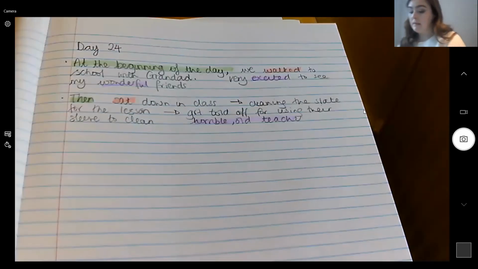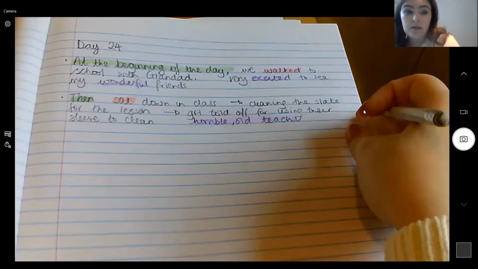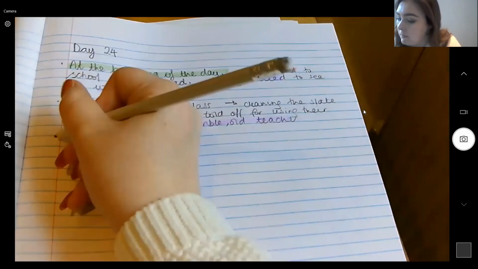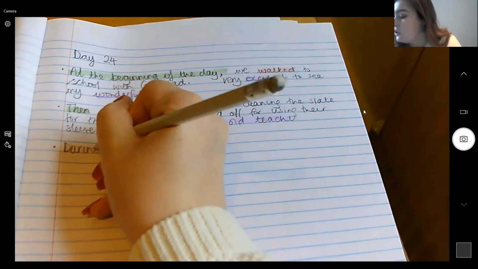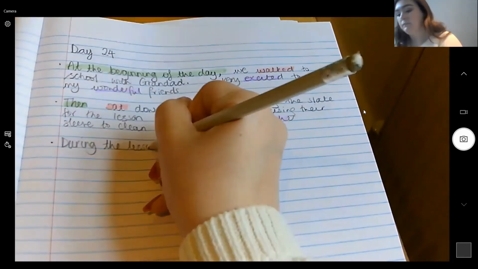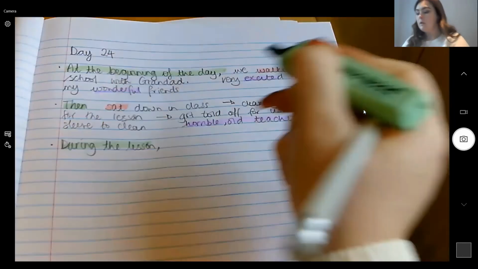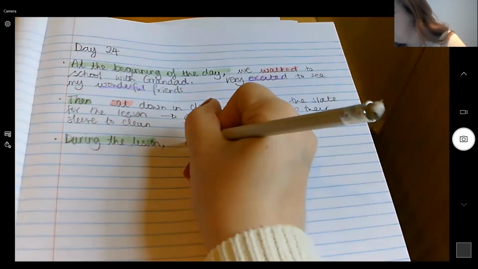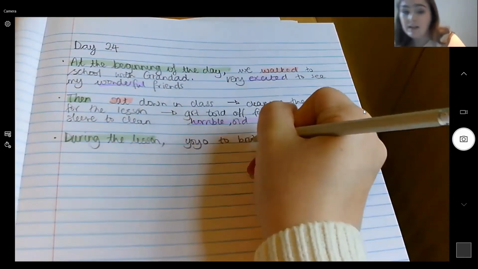You can then also maybe in this part talk about somebody giving your brother a yo-yo to play with, or if you're the boy, you could talk about somebody giving you a yo-yo to play with. So then I'm going to start a new paragraph, and I'm going to start with the fronted adverbial of time by saying, during the lesson. So there's my fronted adverbial of time. During the lesson, and I'm going to write yo-yo to brother. And again, this is a plan, so it only needs to be in note form.